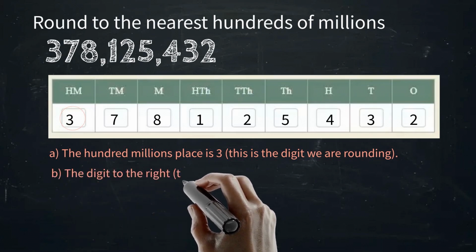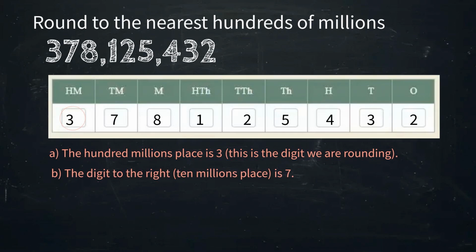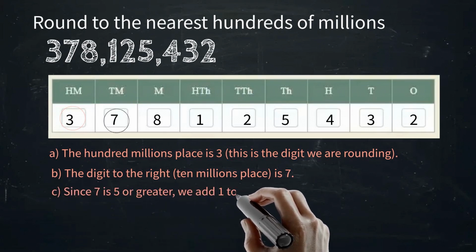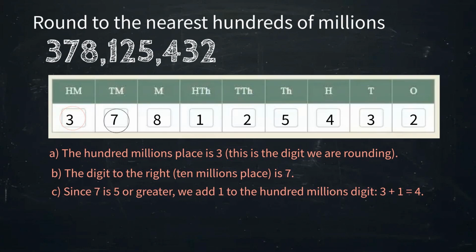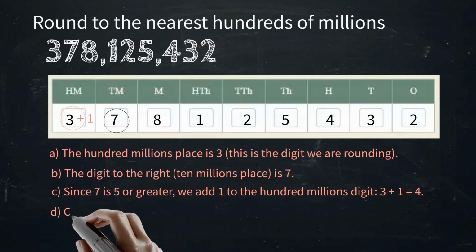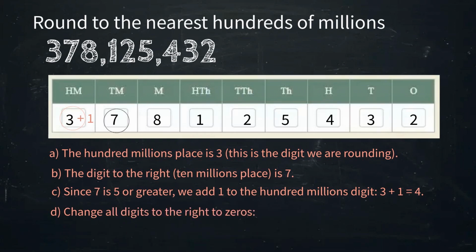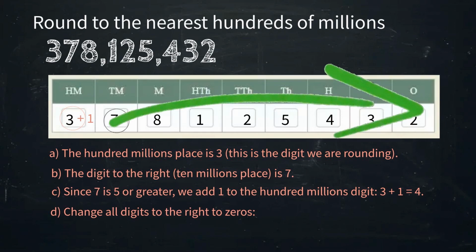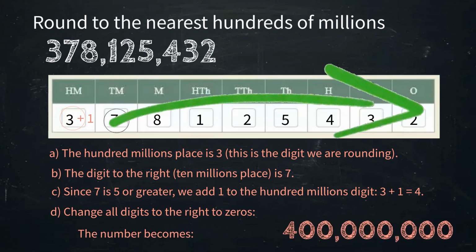Hiyo digit 7 ndio itakuwa decider whether to round up or to round down. In this case, digit 7 is 5 or greater. So we round up, we add 1 to the target digit, hiyo ndio round up. So 3 plus 1 ni 4. And then change all the subsequent digits to zeros. Yani digits from the decider, digits from 7 to the right, huko kote, all the subsequent digits itakuwa 0. And our answer itakuwa 400 million.